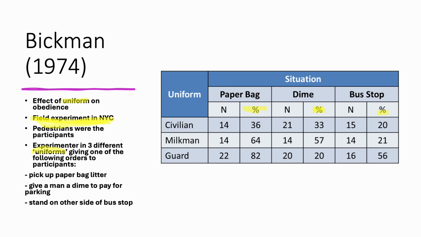What we can find is that people were twice as likely to obey the experimenter when dressed as a guard compared to a civilian, so an ordinary member of the public. So with the paper bag, it was 82% compared to 36%, 20% compared to 33%. I suppose with the dime, when there's monetary value, if you don't have a dime, then you're going to be disobeying. But then also 56% compared to 20% for standing on the other side of the bus stop.